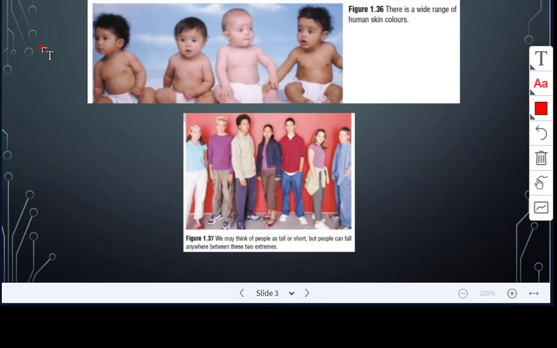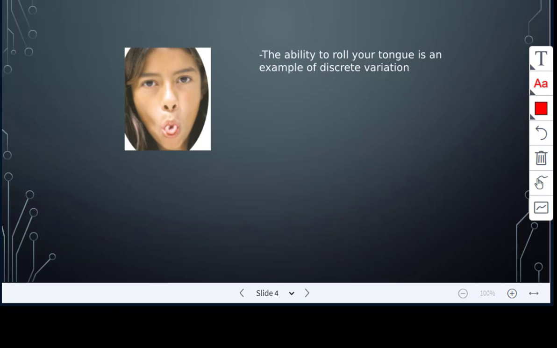All right, so this is just showing here a continuous variation, a wide range of skin colors. Here is, again, height. We can think of people as tall or short, but people can fall anywhere between those extremes. And here is an example again of discrete variation, the ability to roll your tongue or not being able to roll the tongue. Those would be discrete variation.